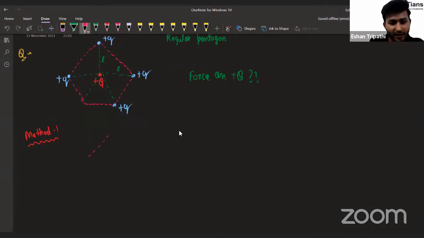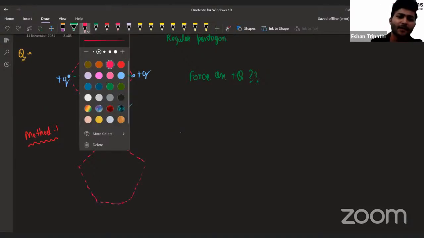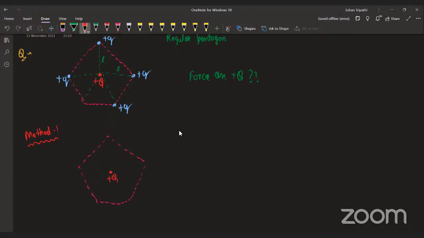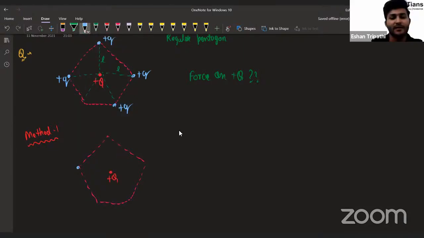I hope you guys are not trying this, finding out force because of each of the four charges. If you're doing it, you're wasting your time. Sir, are there only 4 charges or 5? Yes, there are four charges only. Okay, sir. Plus Q, plus Q, plus Q, plus Q.